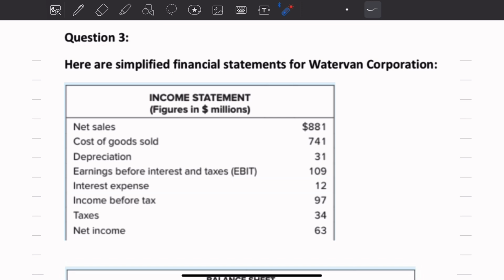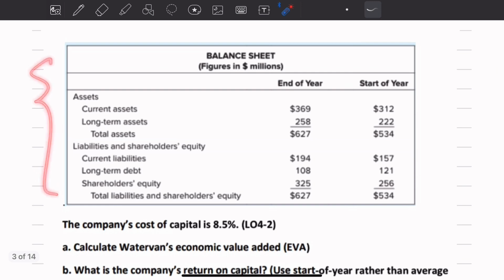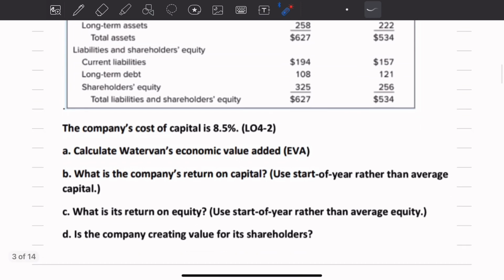It says, here are simplified financial statements for Watervan Corporation. As you can see, we have the income statement of the company and we have their balance sheet as well. Then it says the company's cost of capital is 8.5%. Just as I told you in the lecture, I explained the cost of capital to you, but I also told you that you're more likely than not not going to be required to calculate it. You're going to be given the cost of capital in the question. This is the case right here, so we have the cost of capital, which we're going to be using in our calculation.